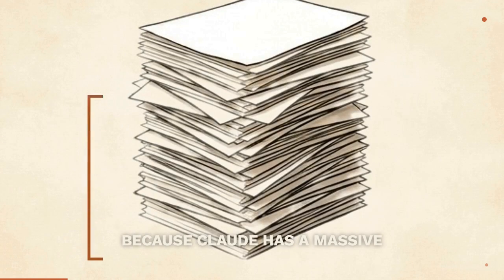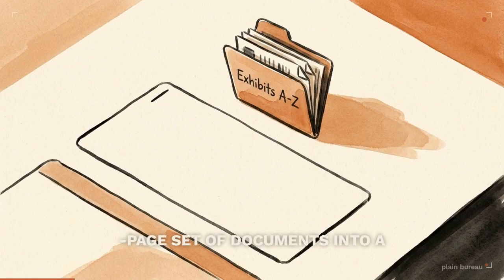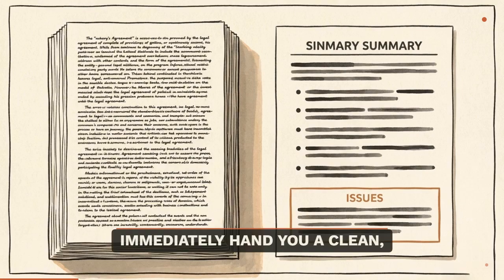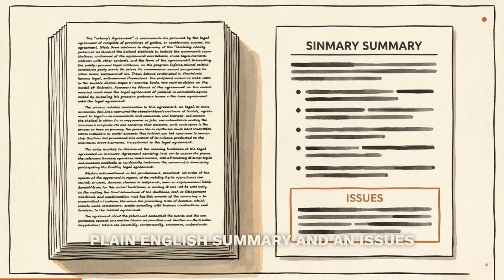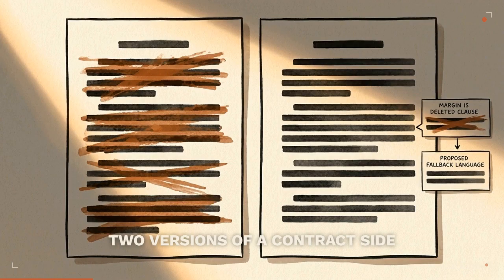Because Claude has a massive context window, you can paste an entire 1,000-page set of documents into a prompt, and it will immediately hand you a clean, plain English summary and an issues list. Move inside standard surfaces like Microsoft Word or Google Docs, and Claude can compare 2 versions of a contract side by side, highlight what changed, and propose fallback language.